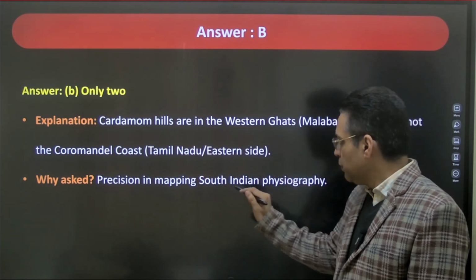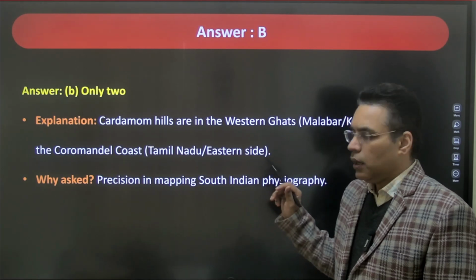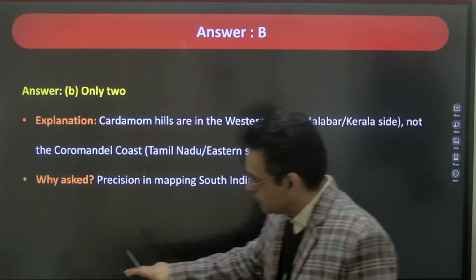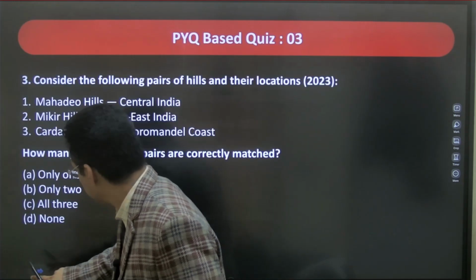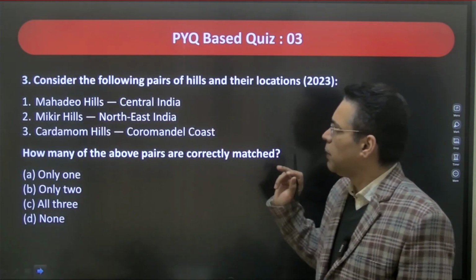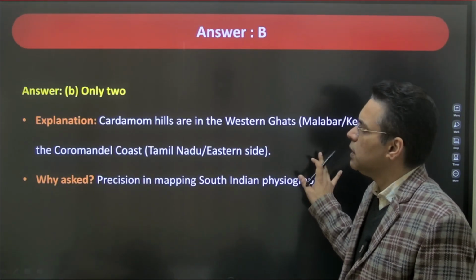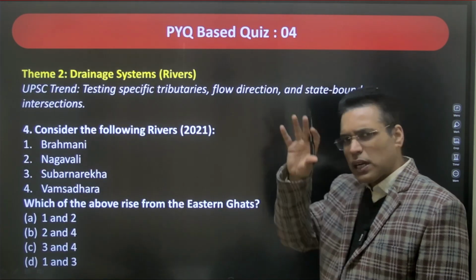So you need to be very clear. But the Mahadev Hills and Mikir Hills are correct. So only two is the answer. That is the first theme.